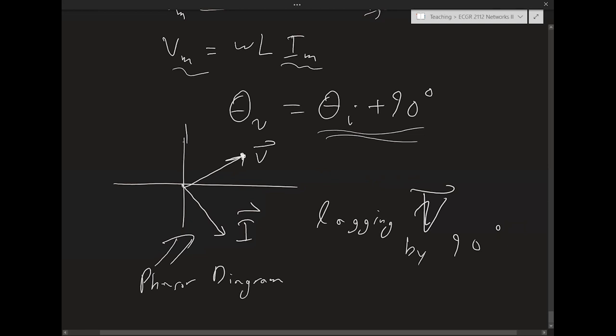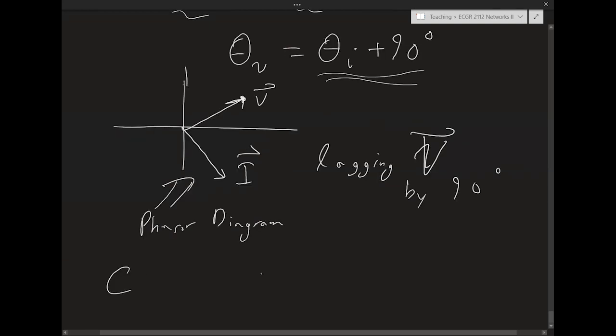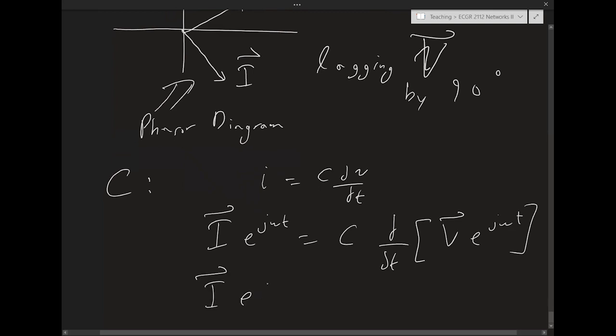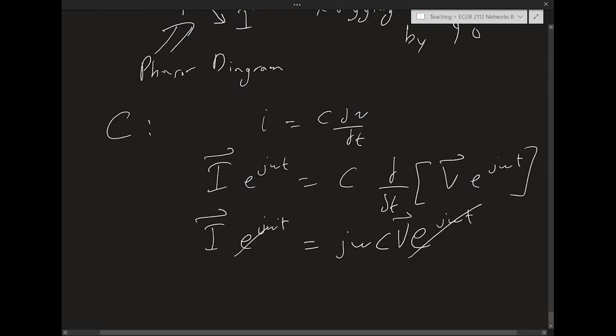All right. For C, let's do C quickly. C is just i equals C dv/dt. Phasor form is going to be I e^{jωt} equals C d/dt V e^{jωt}. Differentiation now is easy. I end up with jωC V e^{jωt}. Again, e^{jωt}. If you are ever doing calculations and e^{jωt} does not cancel out, you know that you have a problem. So I phasor equals jωC V phasor.